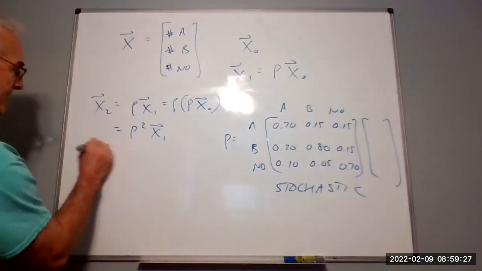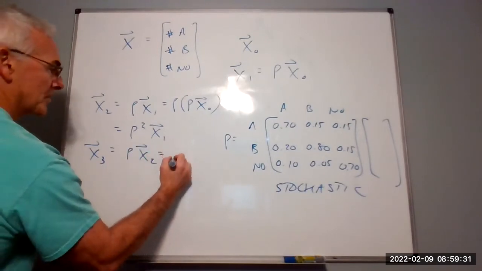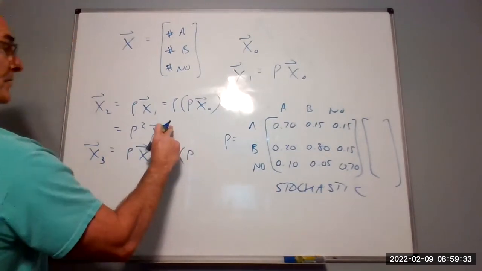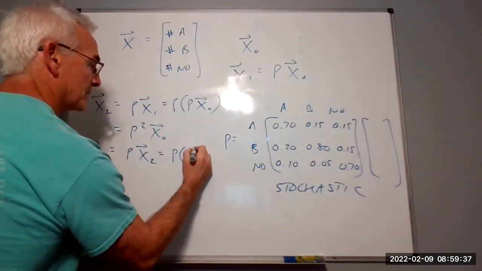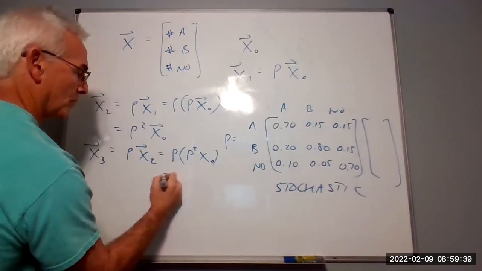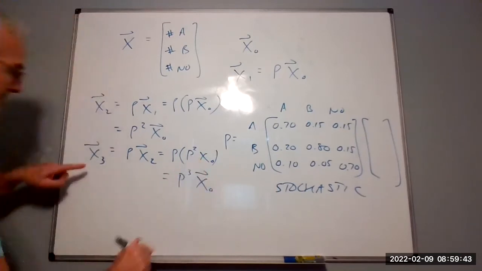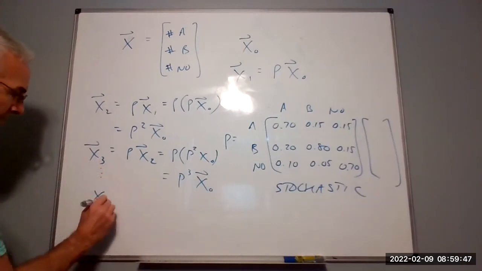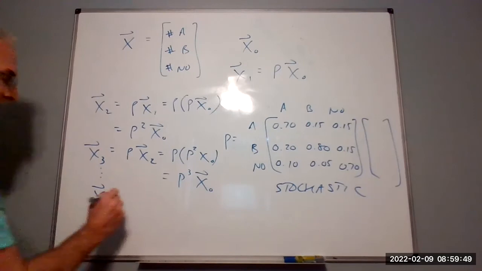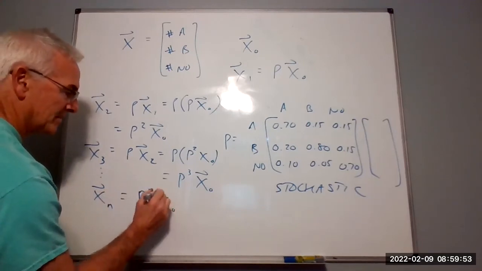What's X3? That's P times X2, which is P times, I'm sorry, that's X1, not X0, and P times P squared times X0. Oh my goodness, I think I see a pattern here. So dot, dot, dot, Xn is clearly P to the nth power times X0.